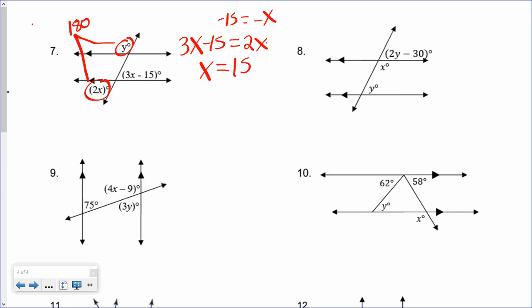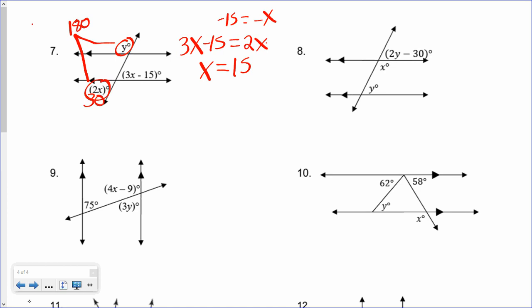Yeah, they're supplementary. So I actually want to use this, and you don't want to use the 3x minus 15 because that has no relationship to the y. The 2x has a relationship with the y. They are consecutive exterior, so they're going to be supplementary. So go ahead and tell me, what's this angle since I know what x is? What's 2 times x? 30.